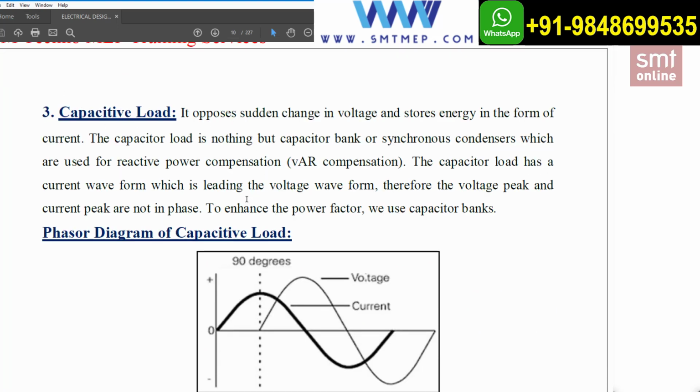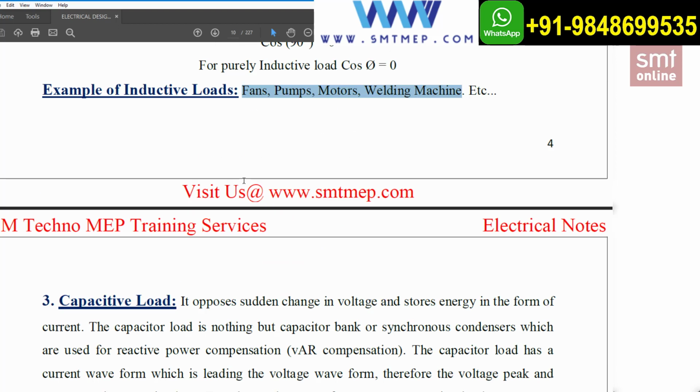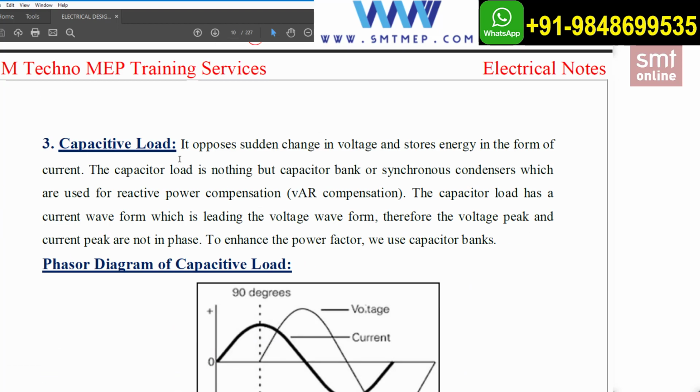So what is a capacitive load? It opposes a sudden change in voltage and stores energy in the form of charge. Whatever extra current is required, we are providing by means of a capacitor, so that the other loads will not get disturbed. We are having two types of capacitor: the capacitor bank or the synchronous condenser. The capacitor bank we use inside the building for our personal use, whereas the synchronous condenser we use from the transmission point of view, to maintain the power factor value. These are used for reactive power compensation.